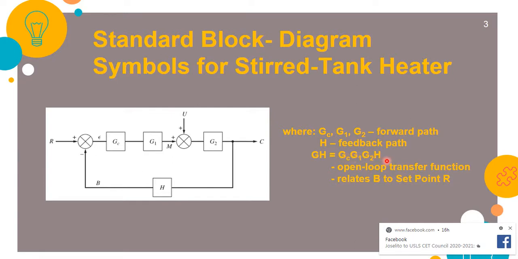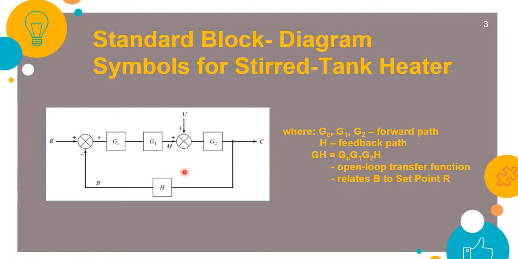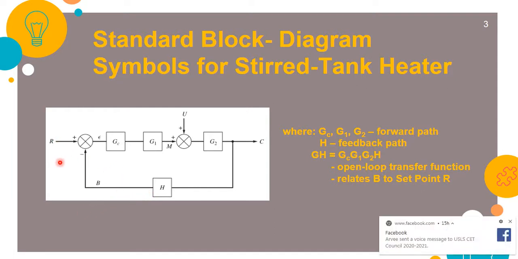And this particular open loop transfer function actually relates the B, the sensed value that is introduced to the comparator, and then with the error being introduced into the controller, to the set point. So it relates the B to the set point. How is this B comparing to the set point? The one that relates that is this G sub C, G sub 1, and G sub 2.